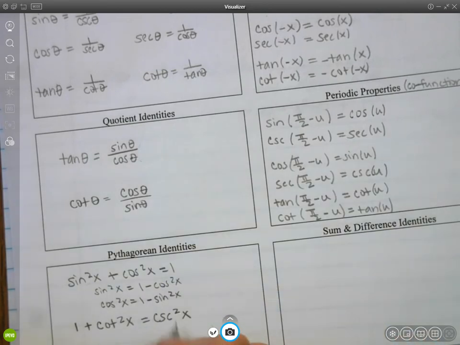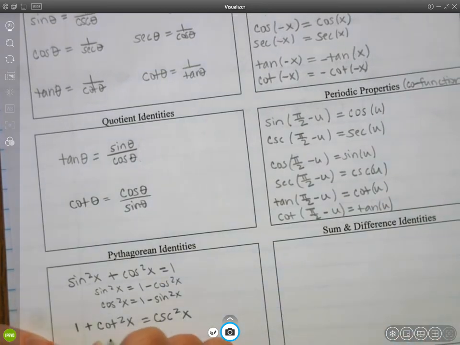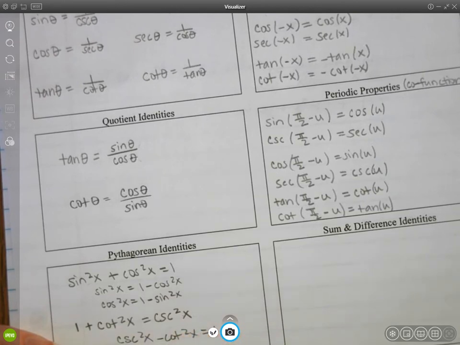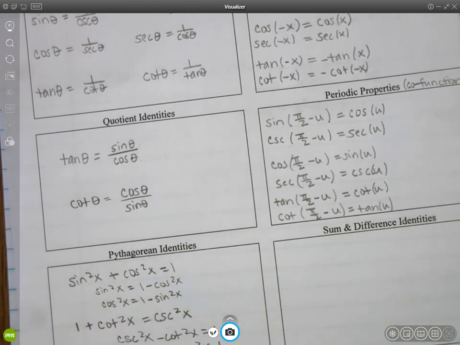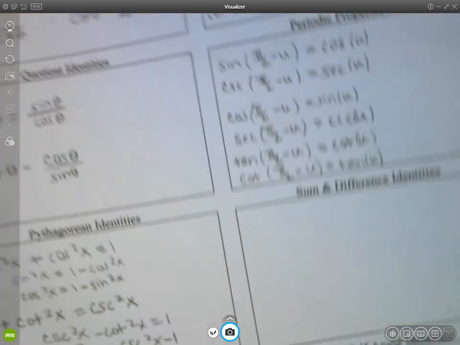All right, so again, if I want to rearrange these, if I move this over here, I could say that cosecant squared minus cotangent squared is equal to 1. Or if I wanted cotangent by itself, I could say cotangent squared is equal to cosecant squared minus 1. I'm going to run out of room because we've got one more. I'm going to try to squeeze it in there.